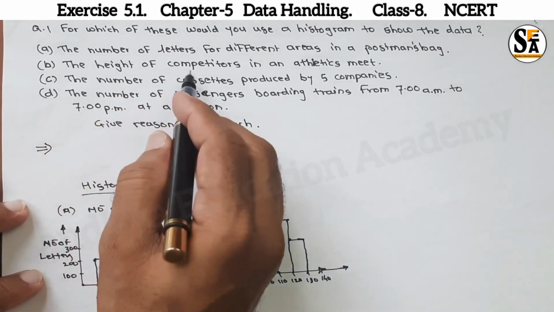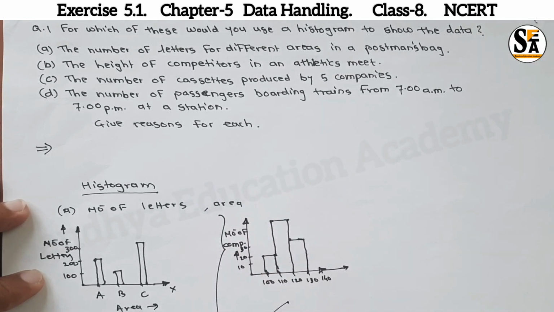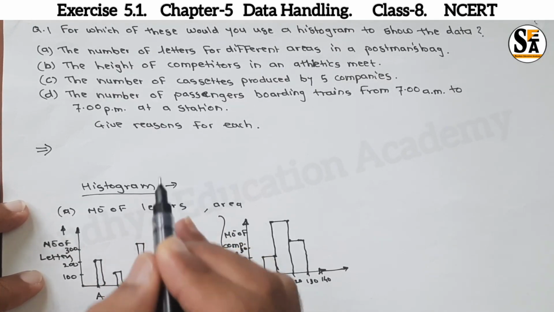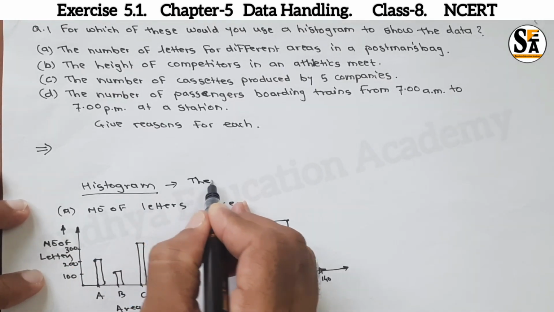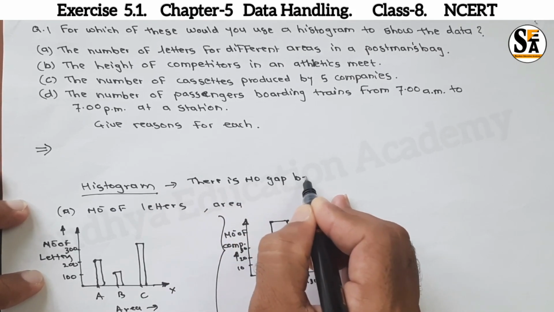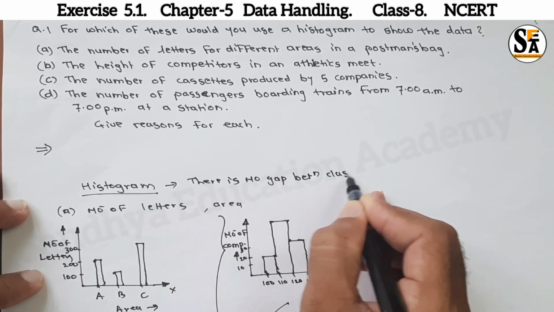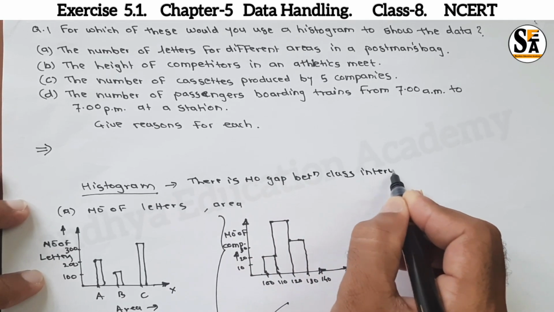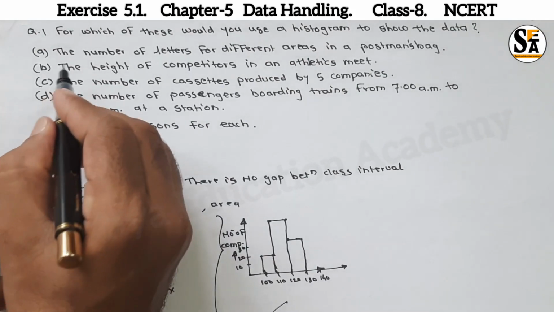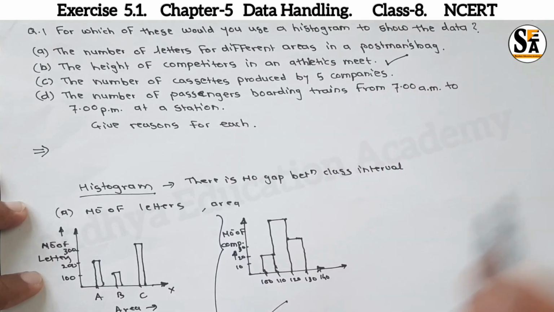So in this situation we can use a histogram because we are making class intervals. There is no gap between class intervals. So this is the basic condition for a histogram. What is the basic condition? There is no gap between class intervals. So in the second statement we are fulfilling this condition. So for the second we can use a histogram.